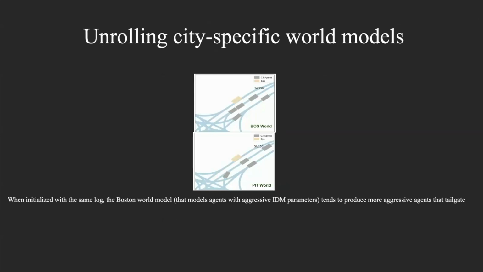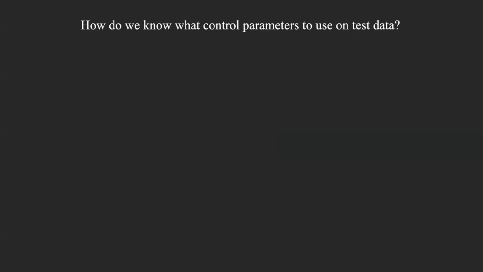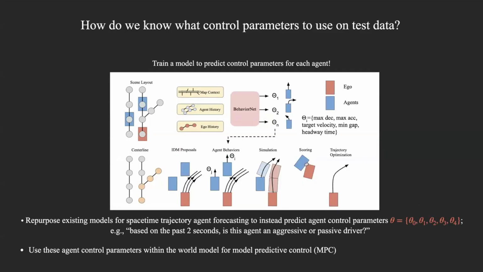So we go through this process of fitting these models, and once we fit these control parameters, we can just roll out and ask, what do the agents look like when we run it with their control parameters? And this is also not surprising: if you fit a control parameter that says you're willing to tailgate, when you roll out potential futures, you'll see tailgating. So that suggests that we can almost get a label for these different control parameters in this dataset, but how do we actually use it on test data when we're going to run a real planner live on a robot or in the simulator?